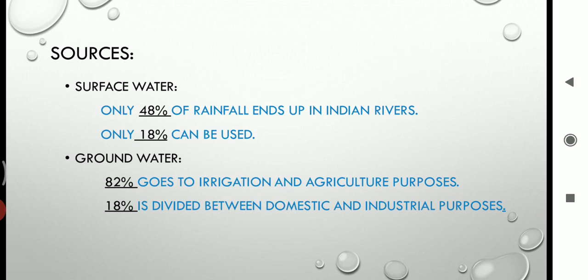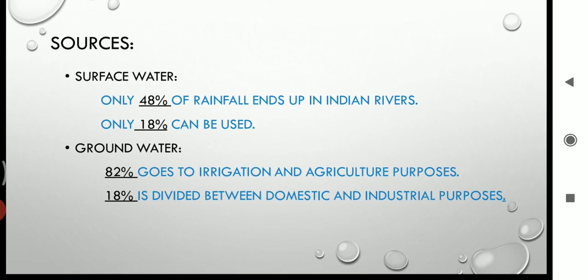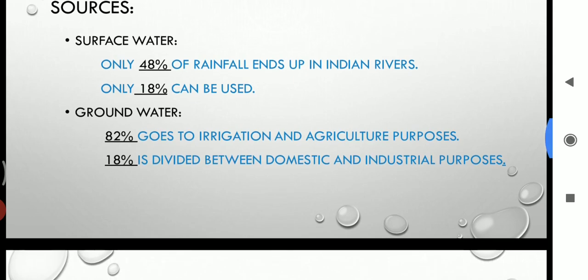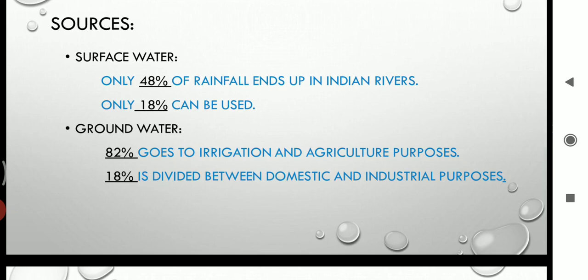Next, let us discuss the sources. In surface water, only 40% of rainfall ends up in Indian rivers. Among it, only 18% can be used. So what about the remaining 30%? Simply it is discharged into the sea. That is, the river is joined with the sea, and therefore the water is disposed into the sea.